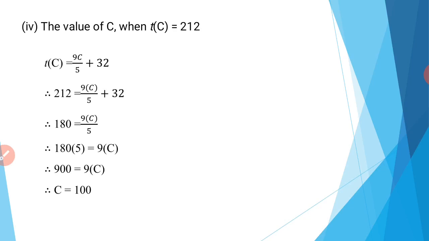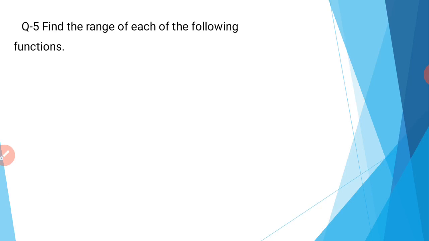Number 4, the value of C when T of C equal to 212. T of C equal to 9C upon 5 plus 32. Therefore 212 equal to 9C upon 5 plus 32. Now let us shift 32 from right to left. Then we will get 180 equal to 9C upon 5. Now shifting 5 from the right side denominator to the left side, we get 180 into 5 equal to 9C. Therefore 900 equal to 9C. Then the value of C will be 100. It means 212 degree Fahrenheit is 100 degree Celsius.